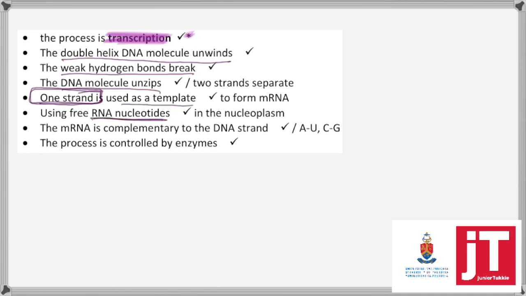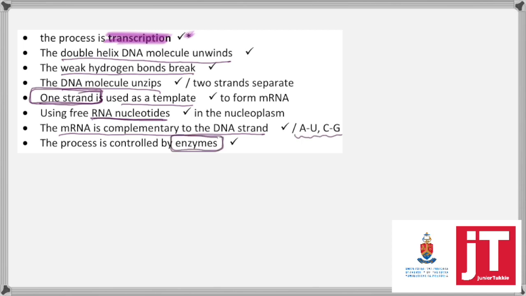And in forming this mRNA strand, I'm using RNA nucleotides. Super important here to remember that it is RNA nucleotides. We're not referring to DNA nucleotides. Also, simply writing nucleotides might not get you that mark. So we need to make sure we're specific in the nucleotide that is being used to form the mRNA strand. Also important to say that mRNA is complementary. So in other words, the sequence of DNA and the sequence of mRNA are complementary to one another. So the pairings are A to U, C to G, T to A, which is not written there, and G to C. And this process is controlled by enzymes.